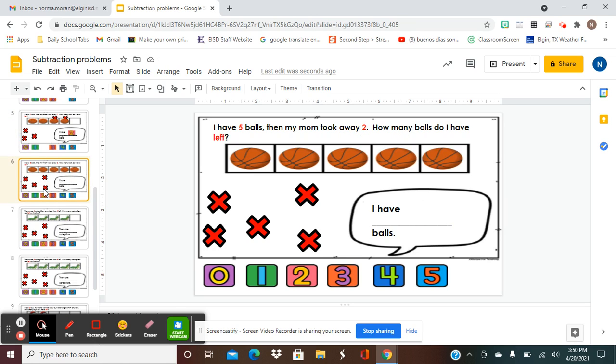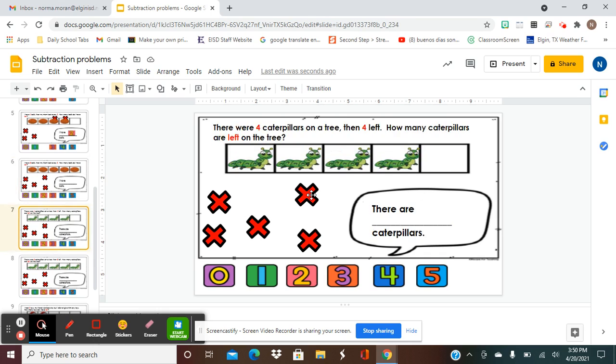The next one says, I have 5 balls. Then my mom took away 2. How many balls do I have left? Remember, I already put the number that you have first. So it says you have 5 balls. 1, 2, 3, 4, 5. And then my mom took away 2. So we're going to grab the X.